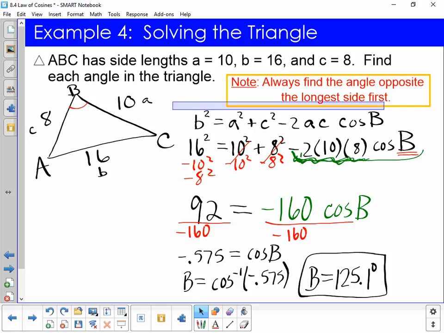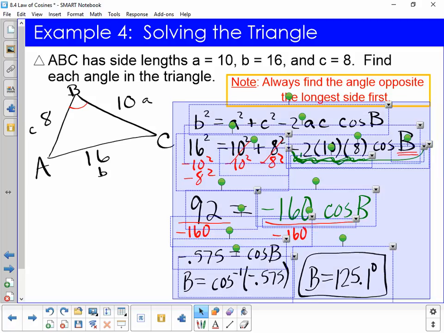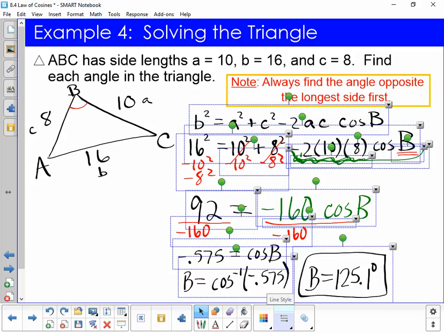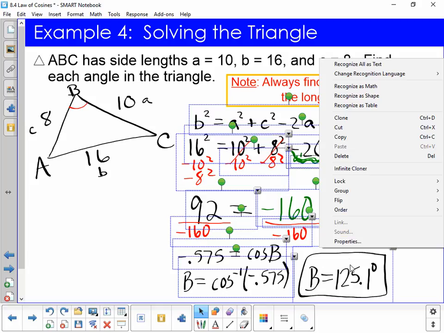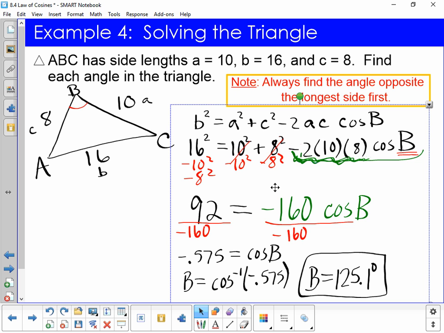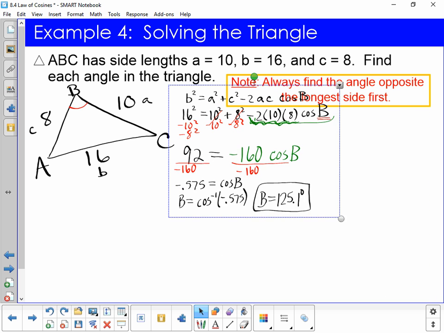Okay, I wrote gigantic. Luckily, I'm using a smart board, so I can shrink it, maybe. Maybe not. Here we go. Shrink, shrink, shrink.